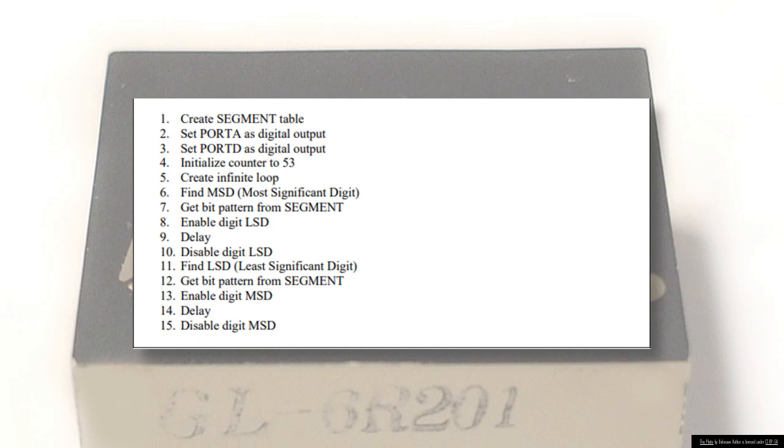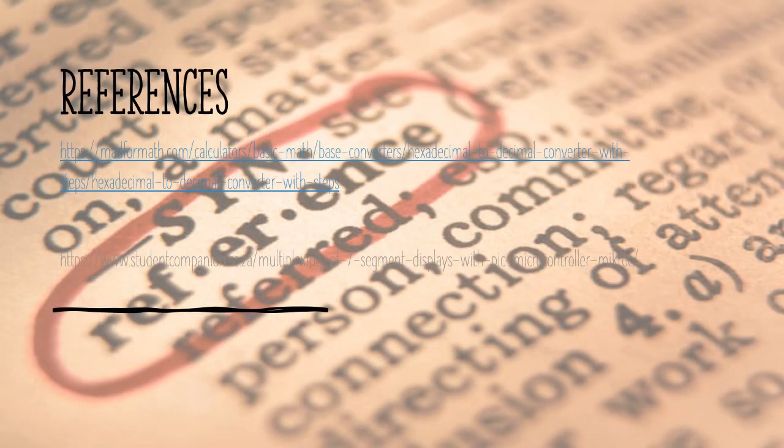After the digit LSD is enabled, it will then disable it to go to the next step, which is to define the LSD, which is number 3. Then it repeats the process: it gets the bit pattern from the segment, then enables the digit for the most significant digit, then has a delay, and lastly it disables the digit for the most significant digit, or MSD. So that's all from me.